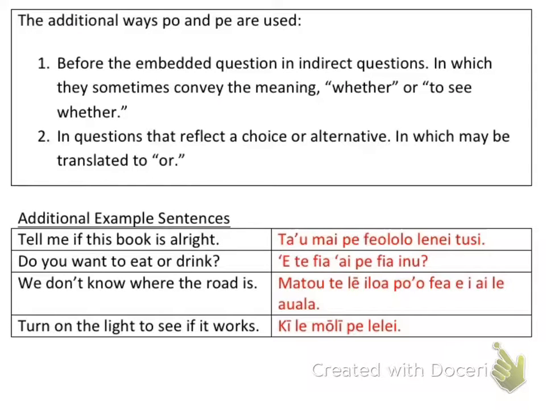Okay, so this is review. The additional ways po and pe are used. The first part is the indirect questions we were talking about, and this can sometimes mean whether, or to see whether, or to see if. And the second way, and if you want to, you can pause the video and read this, is another way to say or, okay? And I have additional example sentences at the bottom, and I encourage you to try to not look at the Samoan side and try to translate these sentences on the left into the ones that are on the right.